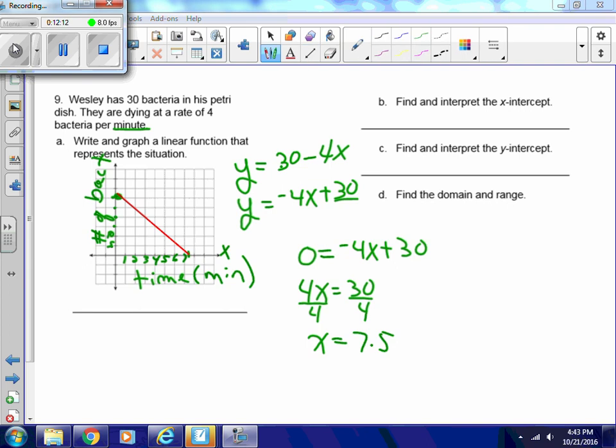So to answer part B, find and interpret the x-intercept, we just did that. The x-intercept is 7.5, and that means in 7.5 minutes, no bacteria left. Find and interpret the y-intercept. That happened here at 30. That means we've got 30 bacteria in the beginning.